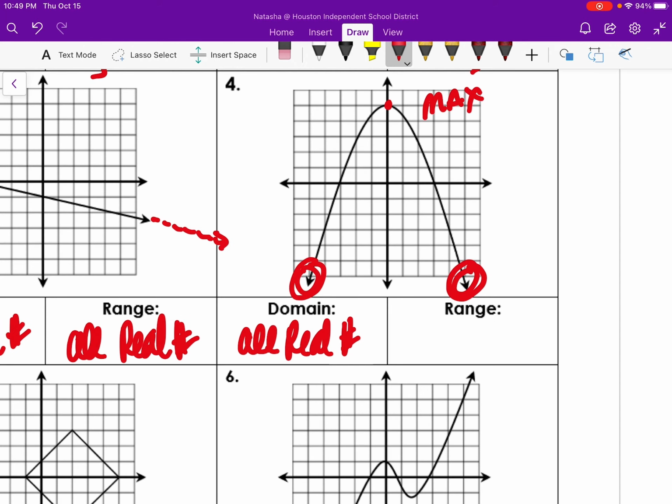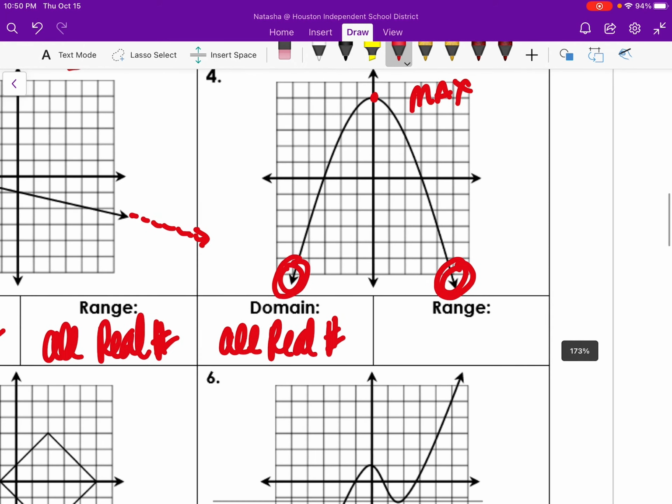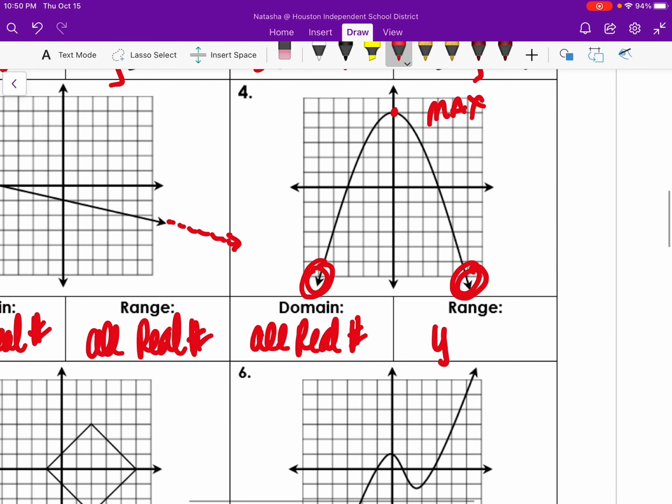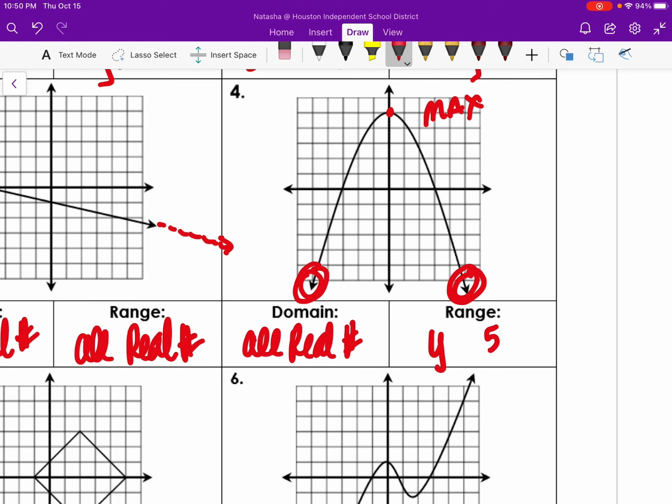Anyways, the range here, I said that's the maximum value. Well, what's the y value? We've got y, because we're looking up and down. So the maximum y value there is at 1, 2, 3, 4, 5. Since we know it's a maximum value, then we're including all of the y values down below that, all the way to negative infinity. So our range is going to be y less than or equal to 5.